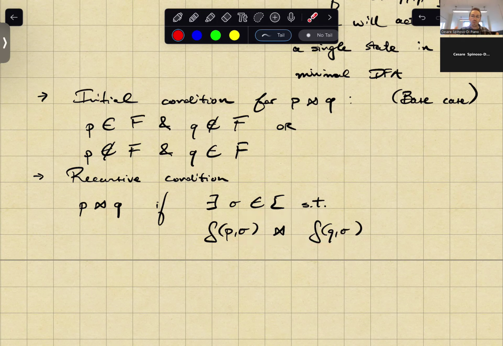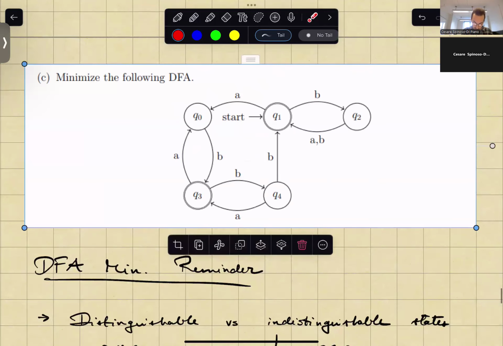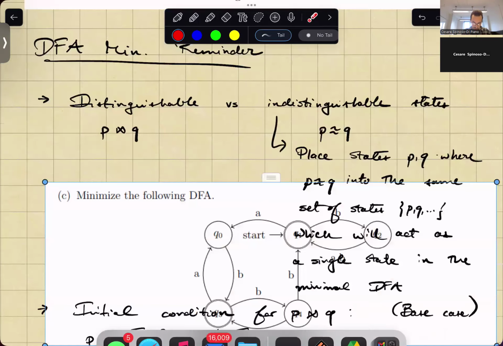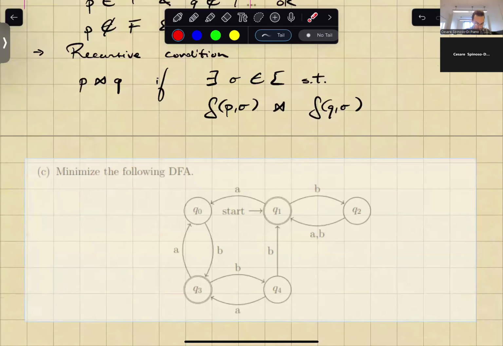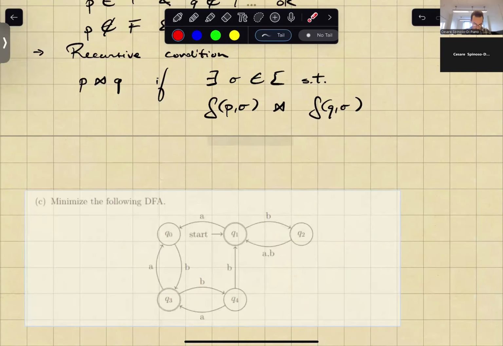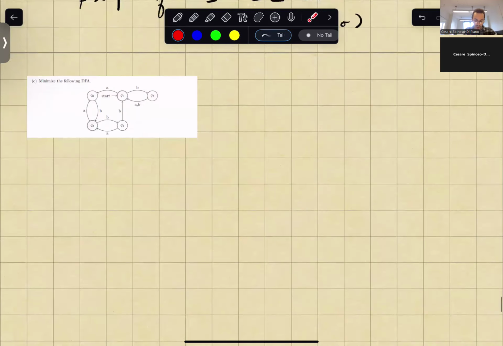Now to actually do the minimization algorithm, it's a bit easier if you have some kind of table, which is what we're going to use as a data structure to make this process a bit easier. So let's just copy this state transition diagram again. Okay, so you're going to see why this is important.